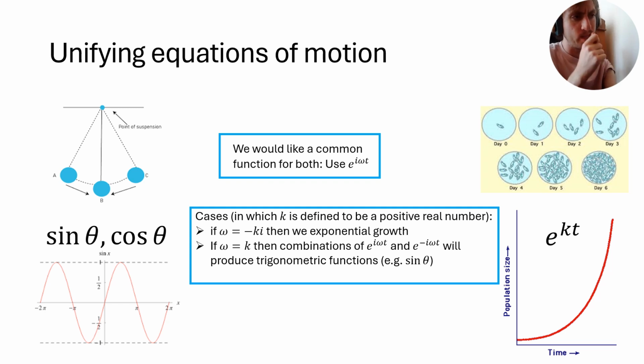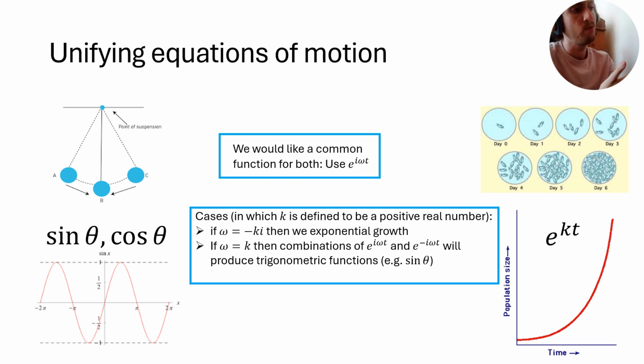And the way that this actually unifies both the trigonometric functions and our exponential curve is that if we allow omega to take on different values, we can describe both using e to the i omega t, or combinations of e to the i omega t and e to the minus i omega t.